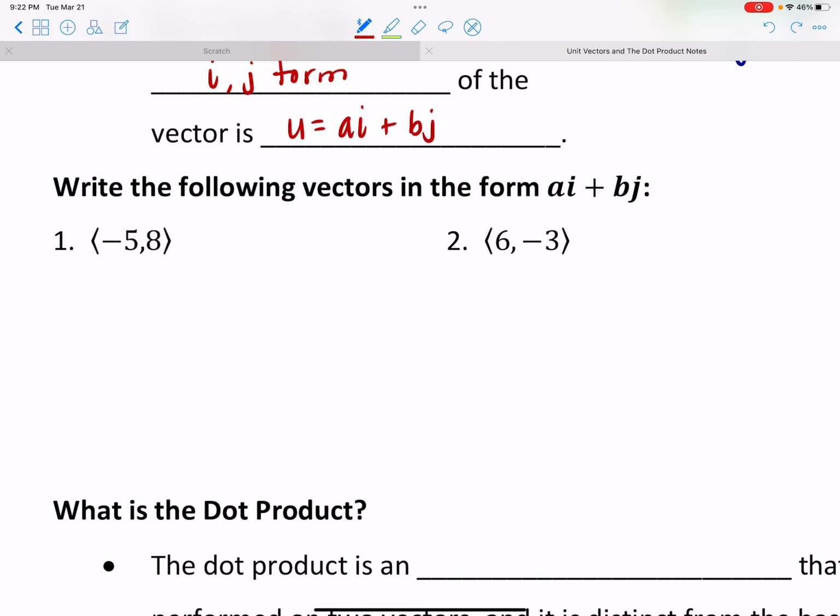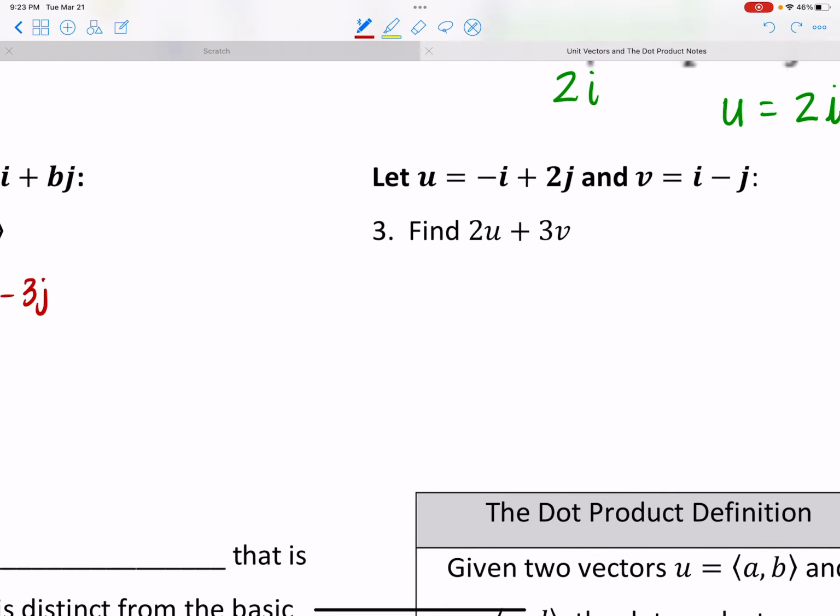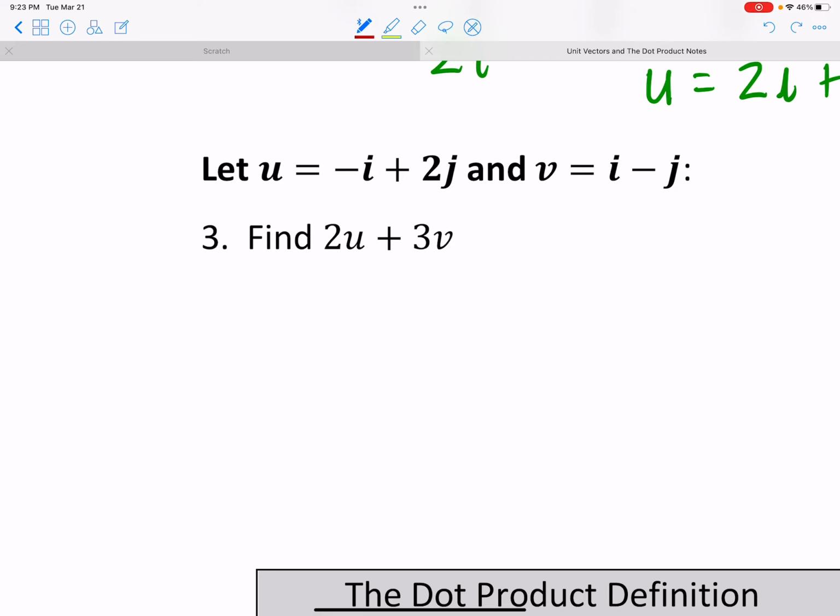If I gave you a normal component form like negative 5, 8, understand that if I said negative 5i plus 8j, it's the same thing. It's negative 5 of the horizontal i's and 8 of the vertical j's. Or here again, this would be the same thing as 6i and then a negative 3j. That would be the ij form, or in the form ai plus bj. Okay? Or the vector operations that we talked about before, those would still apply.